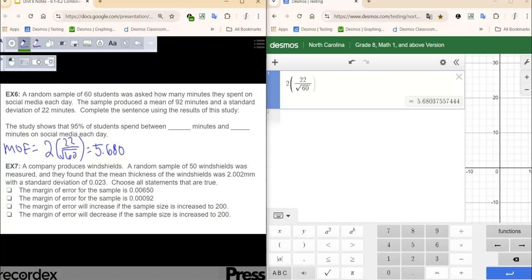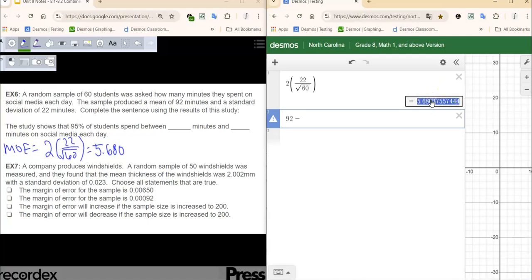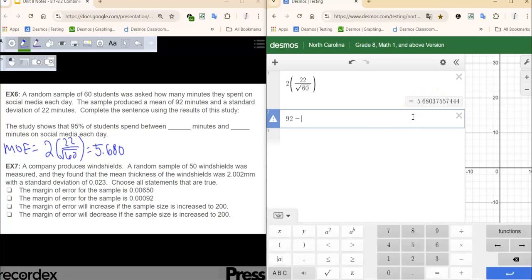So our confidence interval here, we're going to take our mean, which they tell us is 92 minutes, and we're going to subtract our margin of error, and we got 86.320 is what that's going to be. And then for our positive, we'll have 97.680.